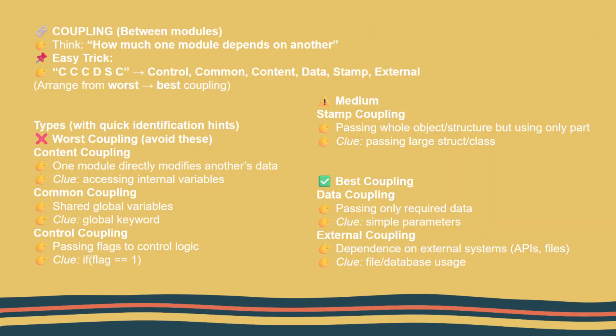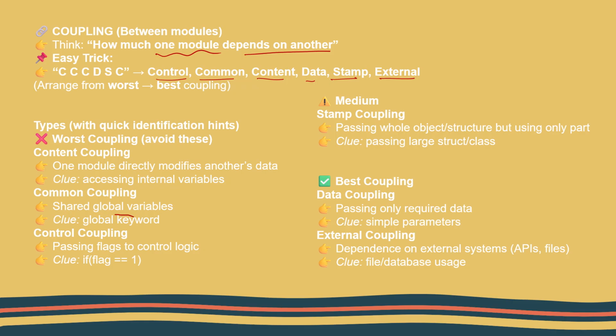So let's start with the topic coupling. What is coupling? Coupling is basically how one module depends on another. These are all the types of coupling: control, common, content, data, stamp, and external. These are from worst to best. Now let's see the types.